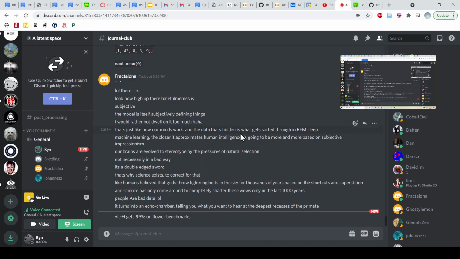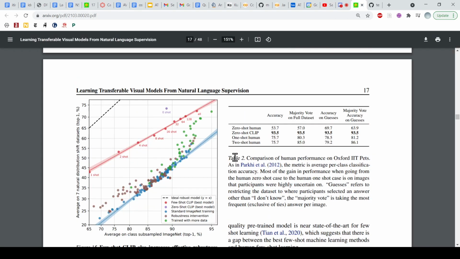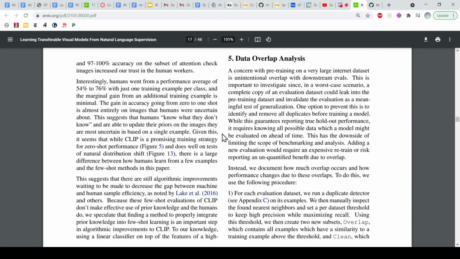Yeah, ViT-H gets 99% on flower benchmarks. Yeah, I'd imagine that especially with ViT-H, it would be. Yeah, I imagine that it's an improvement over, because I mean, just bigger is apparently better. Yeah, millions of types of flowers. I haven't looked at the flower data set, maybe the Oxford one, but I think they usually cut up and select a couple of different types of flowers as classes. I'm not sure though.